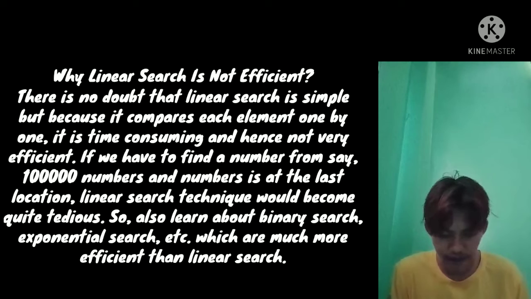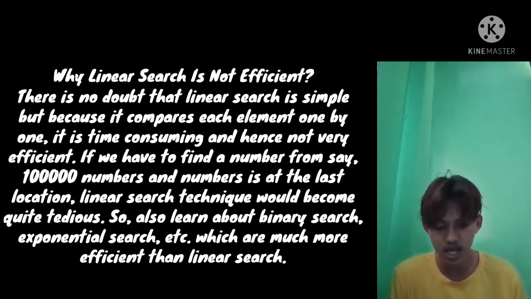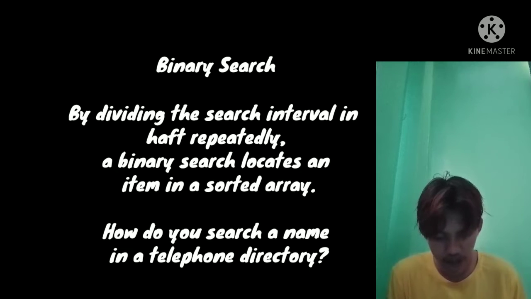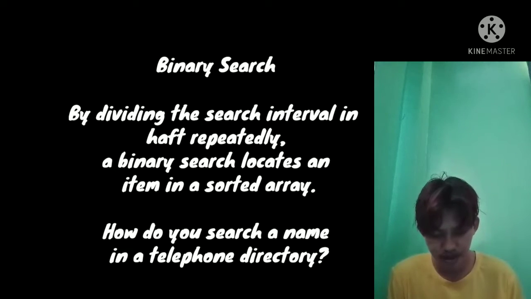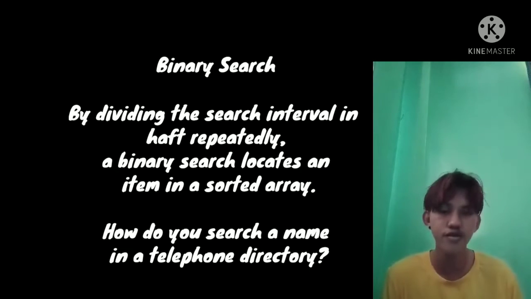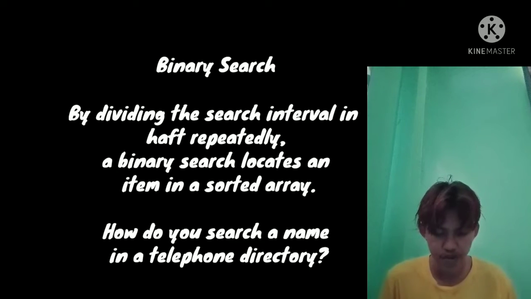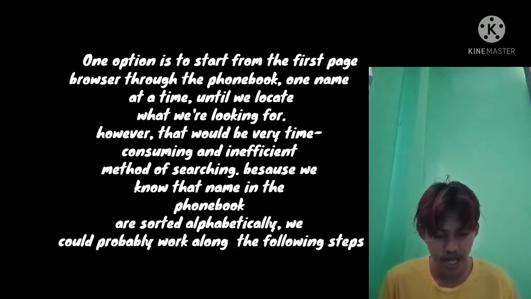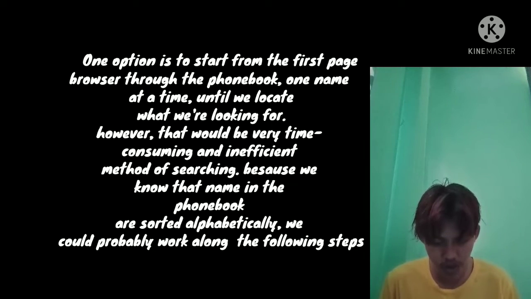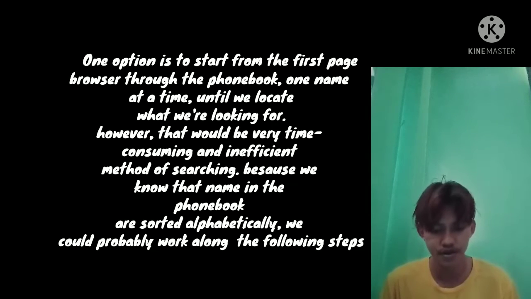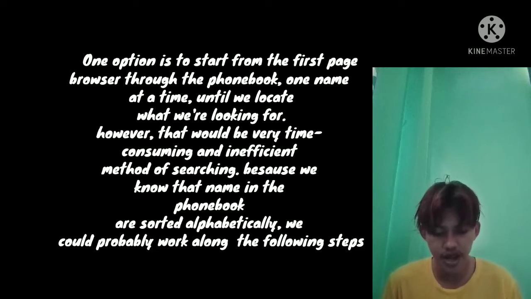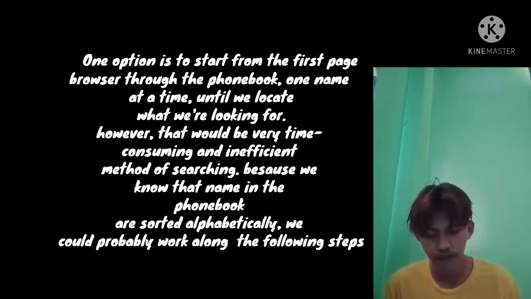Binary search works by dividing the search interval in half repeatedly. A binary search locates an item in a sorted array. How do you search for a name in a telephone directory? One option is to start from the first page and browse through the phone book one name at a time until we locate what we're looking for. However, that would be a very time-consuming and inefficient method of searching, because we know that the names in the phone book are sorted alphabetically. We would probably work along the following steps.